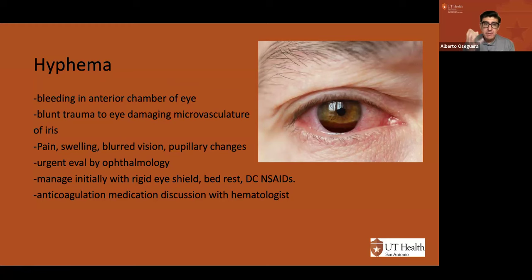In the meantime, you can provide a rigid eye shield. You'll want to provide some bed rest. And if they're on any anti-inflammatories for musculoskeletal conditions, you'll definitely want to stop those because of increased risk of bleeding. If for whatever reason they're on anticoagulation medicine, it'll be important to discuss that with the hematologist if they have one, just to discuss risks and benefits of stopping any sort of anticoagulation. Because again, that can obviously have its other issues.